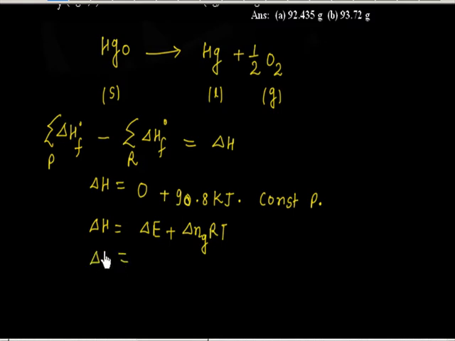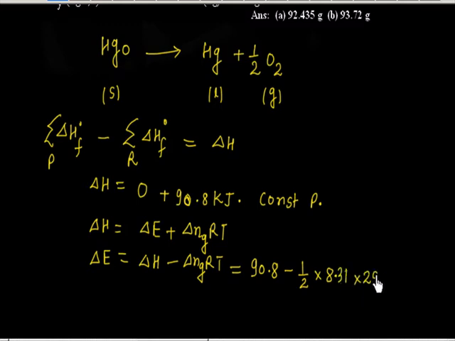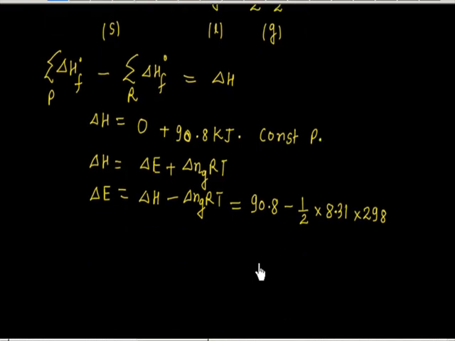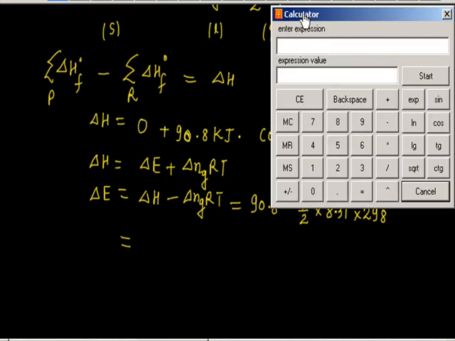So I can write delta E equals delta H minus delta n_g RT. What is the value of delta H? That is 90.8 kilojoule minus delta n_g. What is the gas this side? Product side half mole, reactant side 0 mole. So this is half into R. R value is 8.31 and temperature given in the problem is 298 Kelvin. So we can calculate this value, and this will give you delta E. So let us calculate this one.